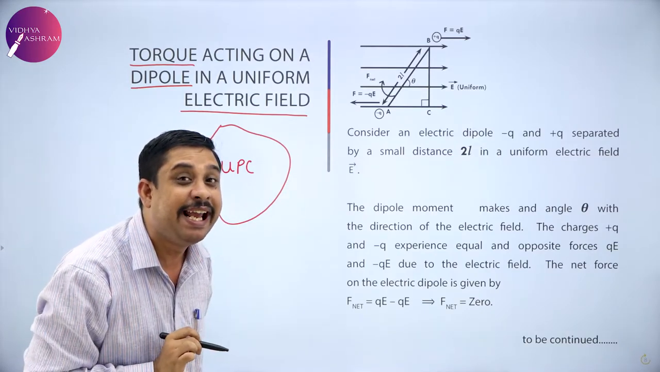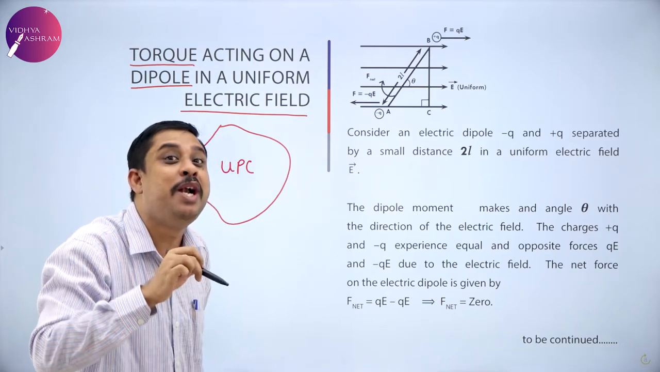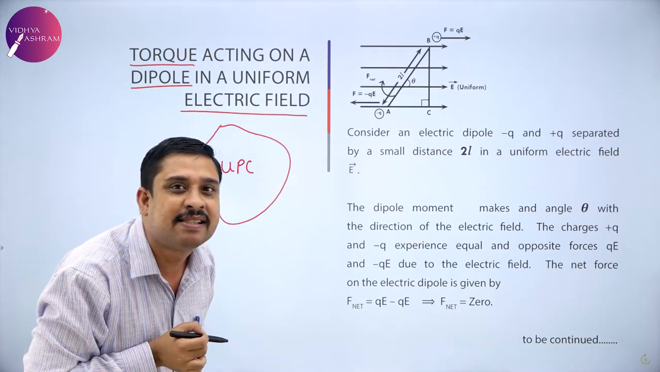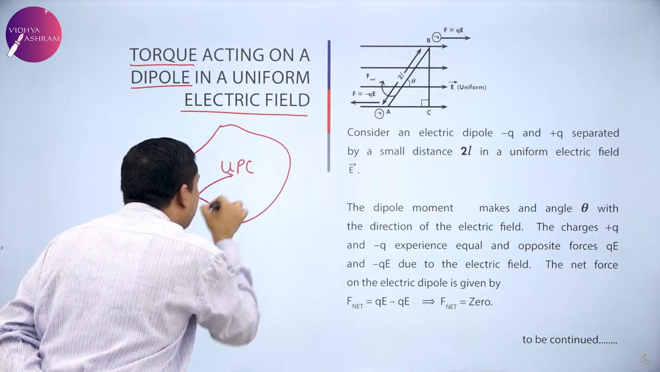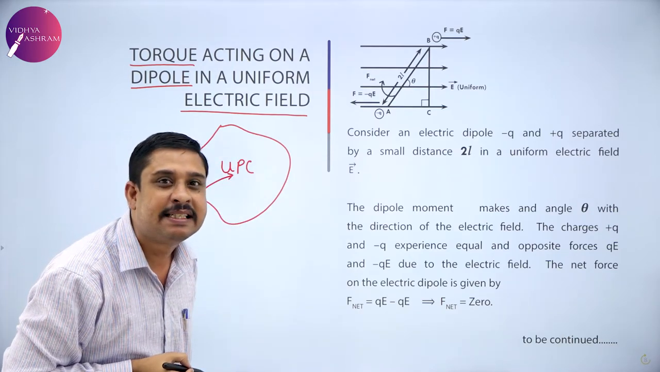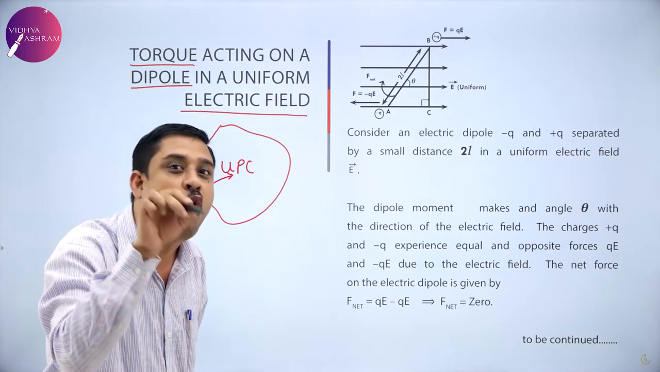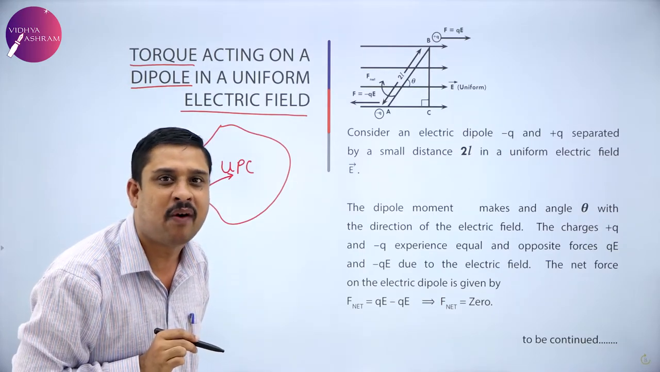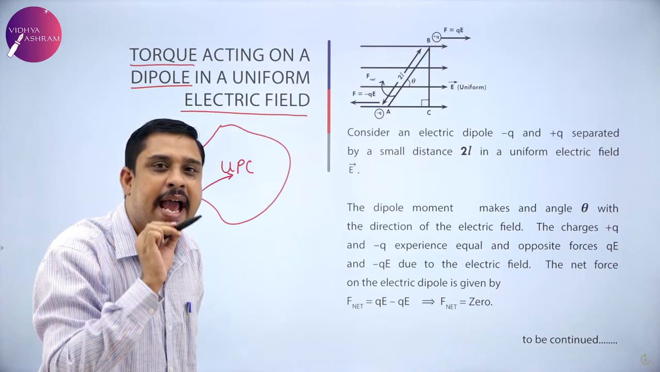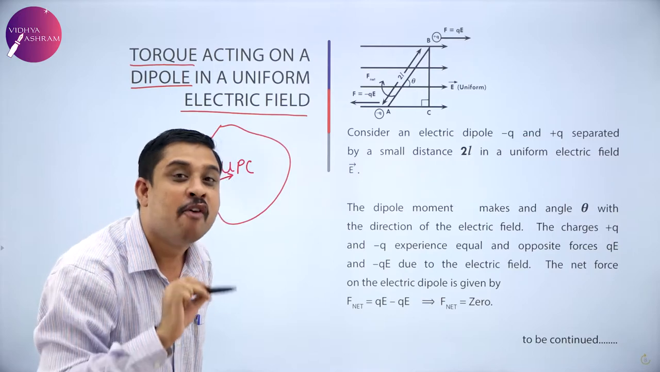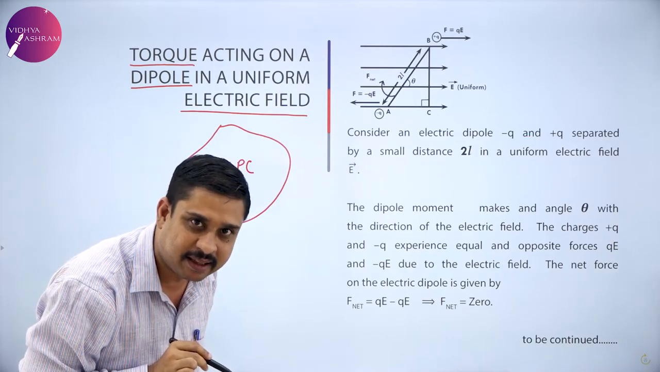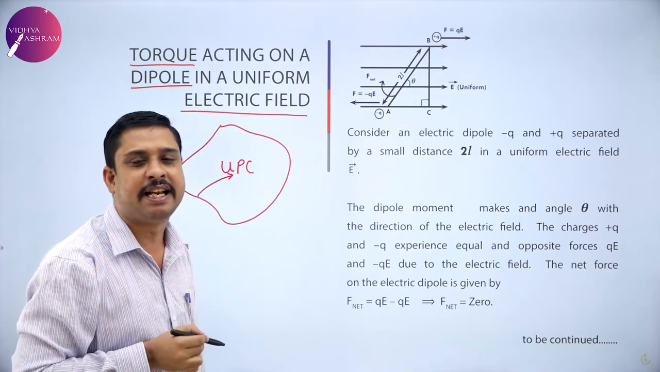But when do you call the space an electric field? Only when it exerts electric force on the UPC. When the electric field exerts force on the UPC, then we call it a field.